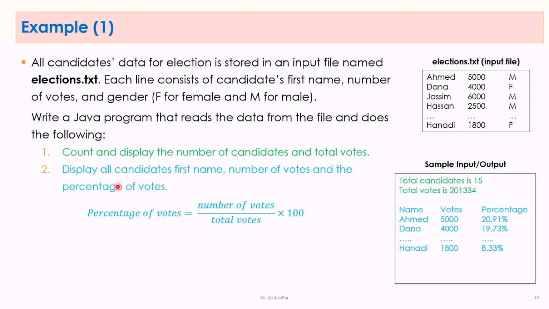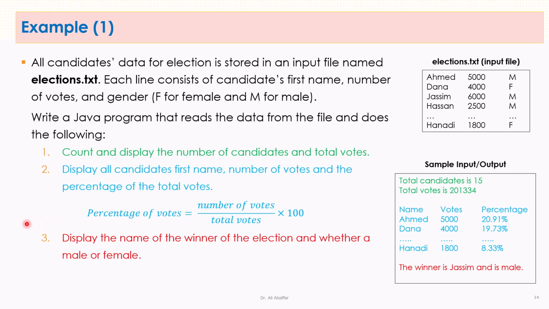In the second part, it is asking to display all candidates' first name, number of votes, and the percentage of votes. To compute the percentage of votes, you simply divide number of votes over total votes multiplied by 100. And this is a sample output for this part. A title is displayed, name, votes, and percentage, followed by the name, votes, and percentage for each candidate.